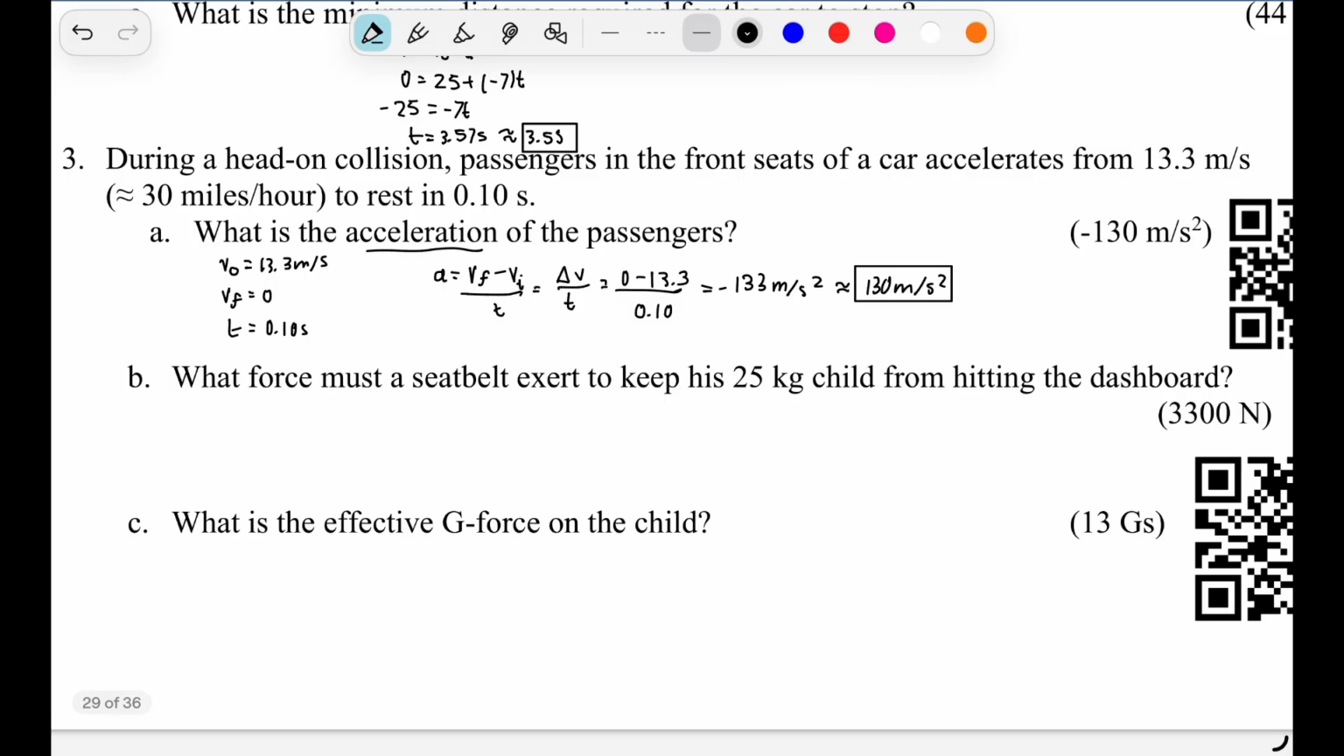What force must a seatbelt exert to keep a 25-kilogram child from hitting the dashboard? So, using F is equal to ma, we know that this will just be 25 kilograms times negative 133 meters per second squared, which is just equal to negative 3,325 newtons, which is equal to approximately 3,300 newtons.